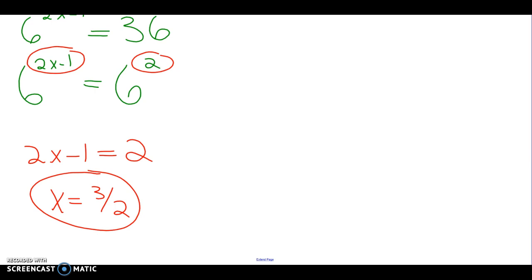So second step, and you can see it in the box up top, it says, if you can write it with the same base, then do it. Write the same base and then set the exponents equal. You'll be done in like 20 seconds.